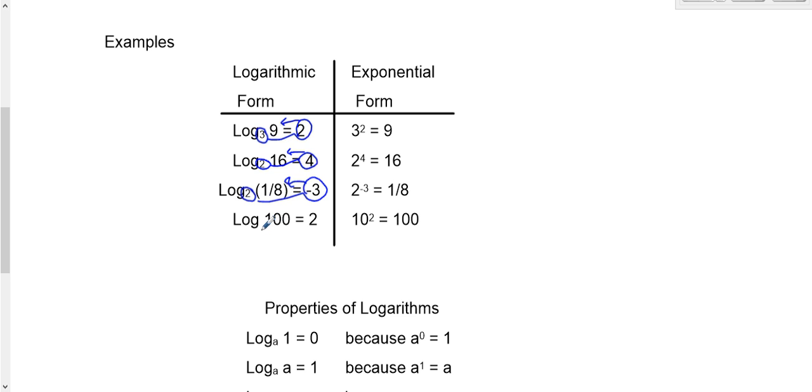On the last one, we have log of 100 equals 2. When there's not a number down here, this is a 10. So 10 squared equals 100.